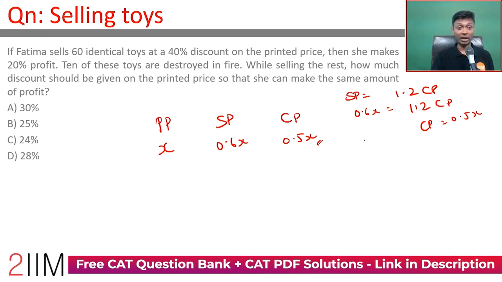10 of those toys are destroyed in fire. While selling the rest, how much discount should be given on the printed price so that she can make the exact same amount in profit? So this is if she sells 60 identical toys. Now she doesn't get to sell 60, she sells only 50. And so her total cost price is 0.5x into 60, which is 30x.